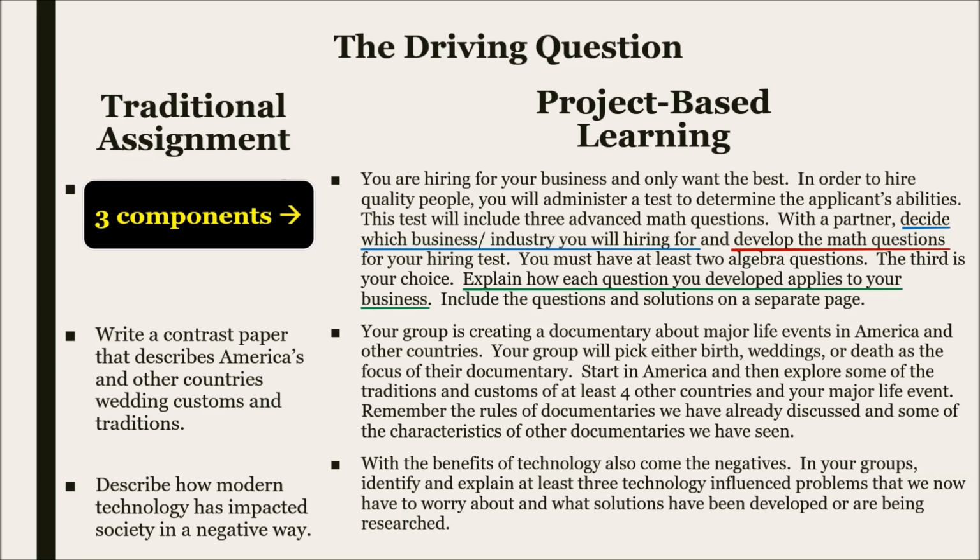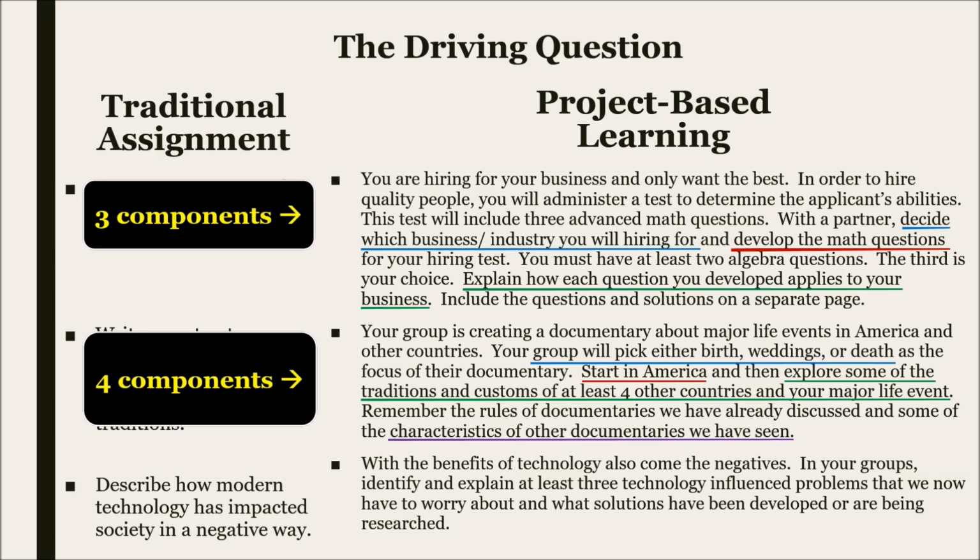Your group will pick either birth, weddings, or death as the focus of their documentary. Start in America and then explore some of the traditions and customs of at least 4 other countries and your major life event. Remember the rules of documentaries we have already discussed and some of the characteristics of other documentaries that we have seen. So let's take a look here at our choice and voice and components. So what we have here is 4 components. So even though I have standards, remember, we can still set the standards. This is our classroom. This is definitely our assignment.